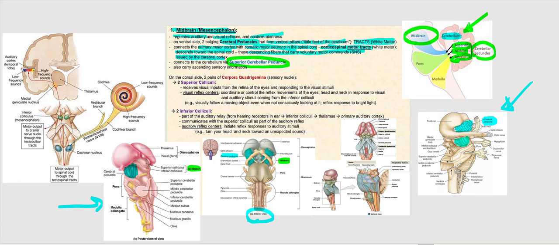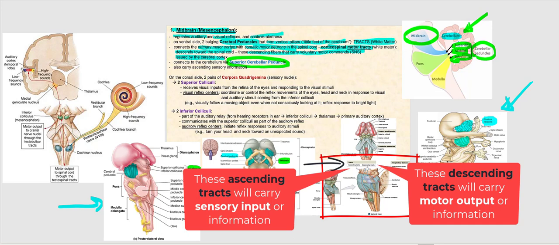Now, in addition to the descending fibers, we also will find ascending sensory information that is carried to the higher brain centers. So I hope it makes sense that these would be ascending tracts of white matter or myelinated axons as it goes through the cerebral peduncles.